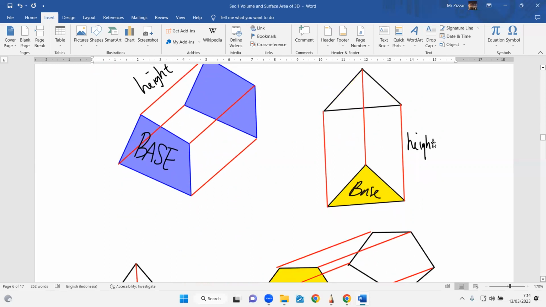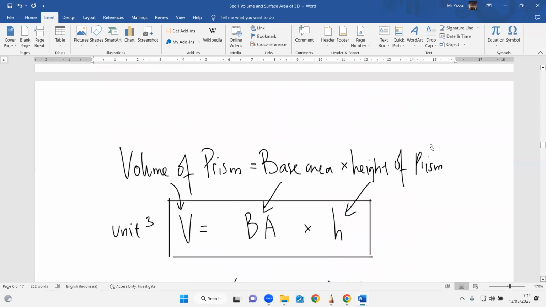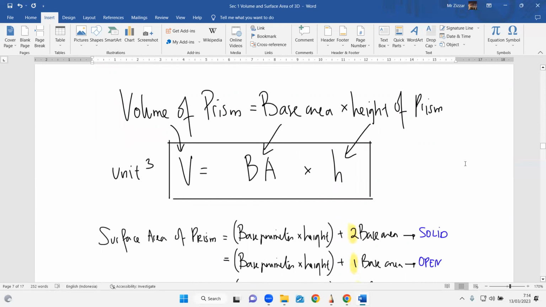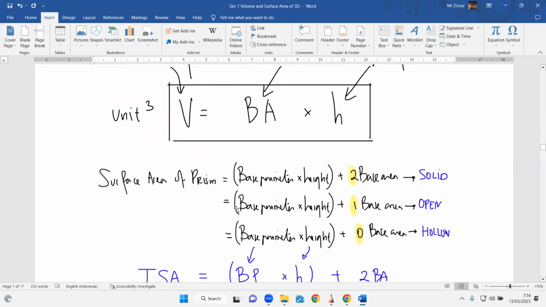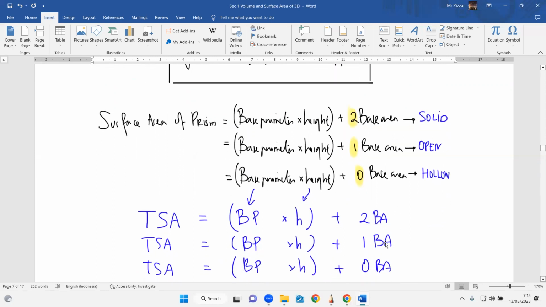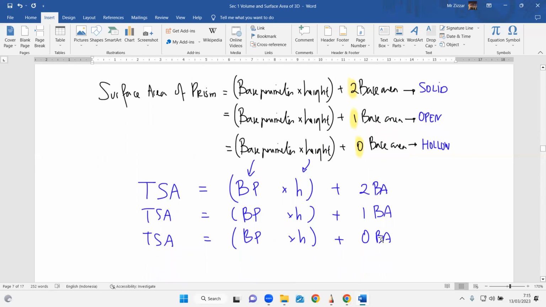This is height. And the volume of a prism is base area times height, and the unit is unit cube, for example cm cube. Volume equals base area times height. Surface area of a prism is base perimeter times height, plus 2BA if it is solid, plus 1BA if it is open on one side, plus 0BA, which means no base area at all, for the hollow prism.